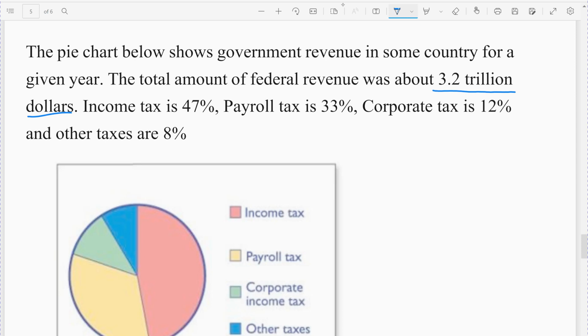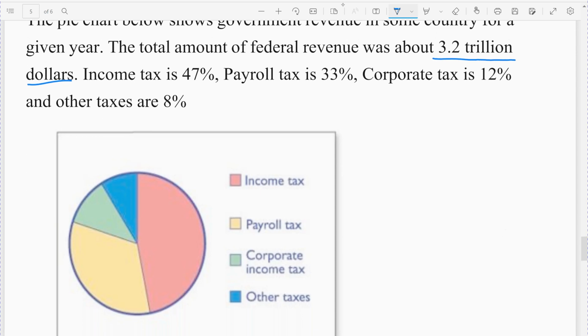And so here's the pie. They've broken it down, they didn't put the percents in. The red represents income, and it should represent almost half the pie, because this was 47%. The payroll tax is about a third. Actually, it's almost exactly a third, and that wedge does represent a third. The corporate income tax is much less than that. That's 12%, so it should be the slightly bigger of the two remaining wedges.